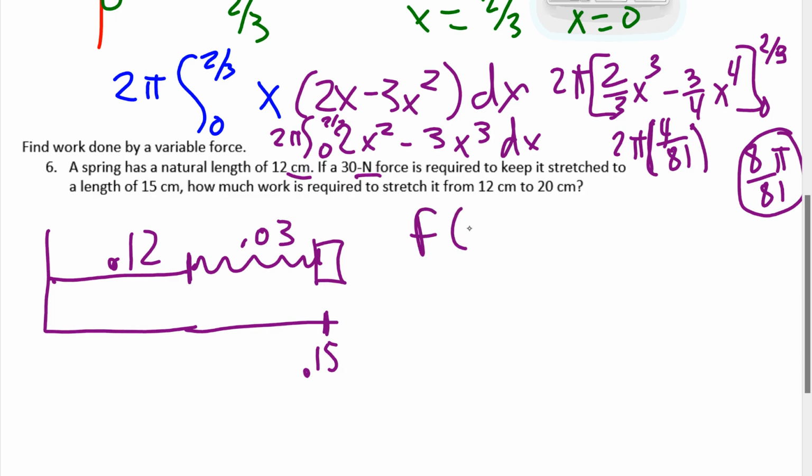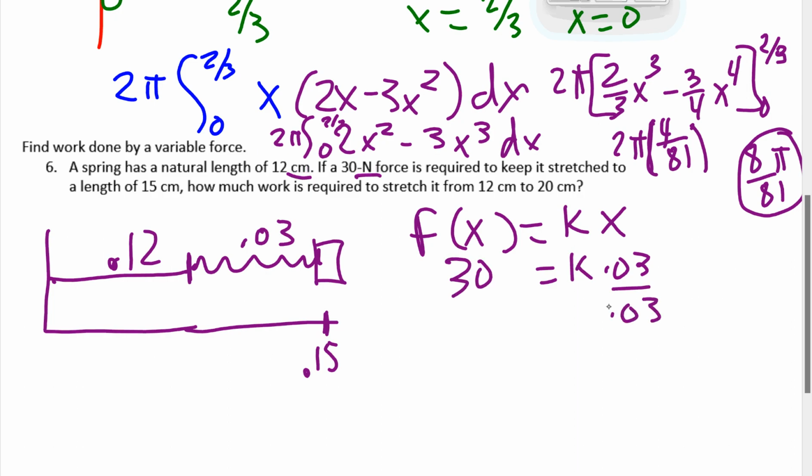Okay, so I use Hooke's law. F of x equals k times x, where x is displacement beyond natural length, so that would be 0.03. And f of x is the force that it takes, so it takes 30 newtons in order to do that. So then I need to solve for k. So then I get k is 1,000. Okay, and then I plug it into my force equation.